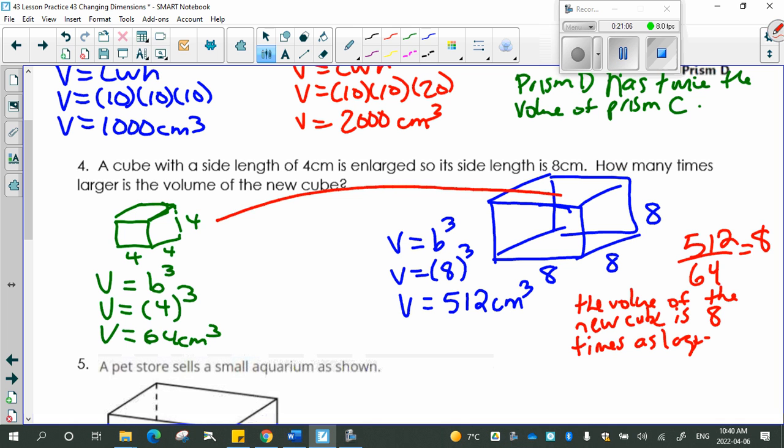So this one was multiplied by 2. This one was multiplied by 2. And this one is multiplied by 2. So multiplied by 2, 3 times. 2 times 2 times 2 is 8. So it's 8 times as large.